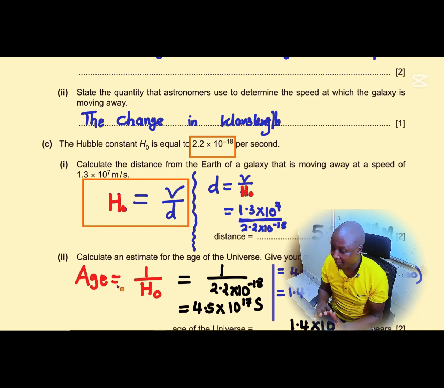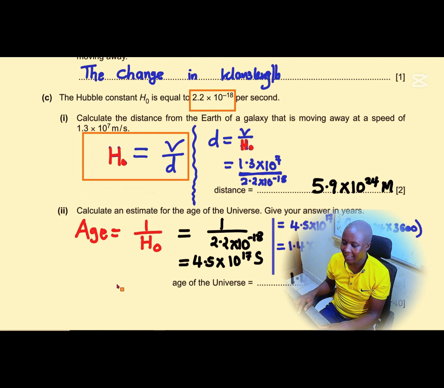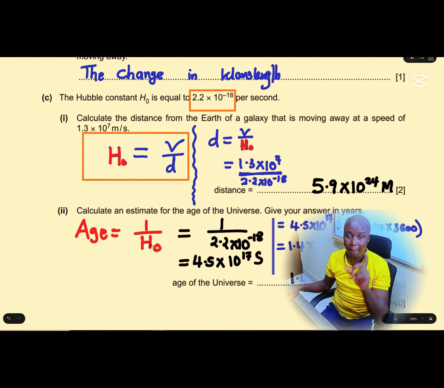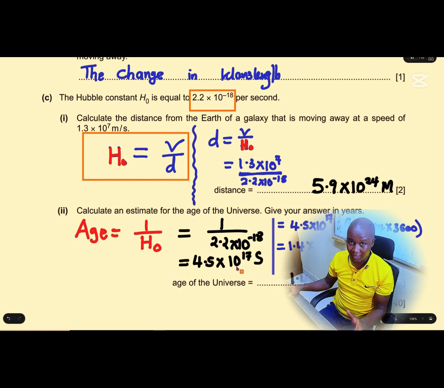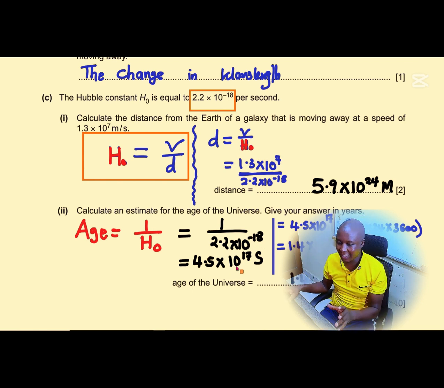I believe you may be asked questions on calculating the age of the universe. Anytime you are asked a question like that, remember the age of the universe is 1 over Hubble's constant, which is 1 over 2.2 times 10 raised to the power negative 18. If you work it out, you're going to get 4.5 times 10 raised to the power 17 seconds.